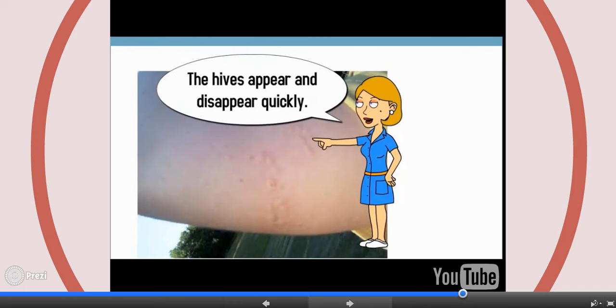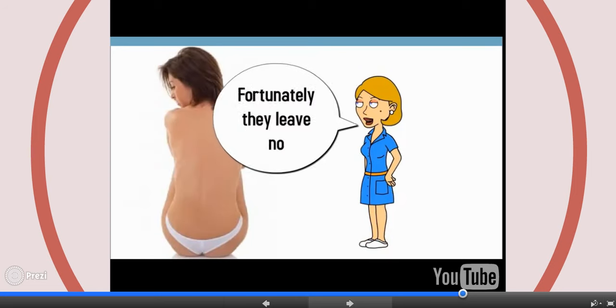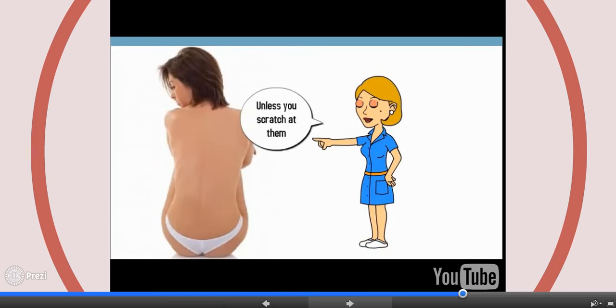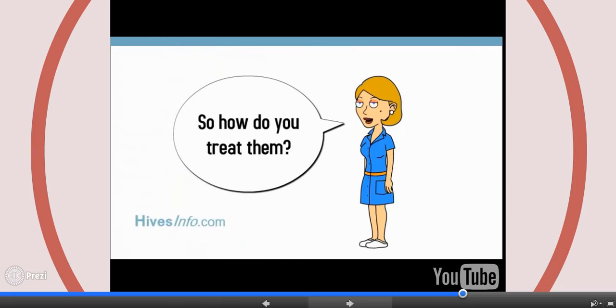The hives appear and disappear quickly, usually within a few hours, and they itch a lot. Fortunately, they leave no mark on the skin, unless you scratch at them, so don't scratch. So how do you treat them?